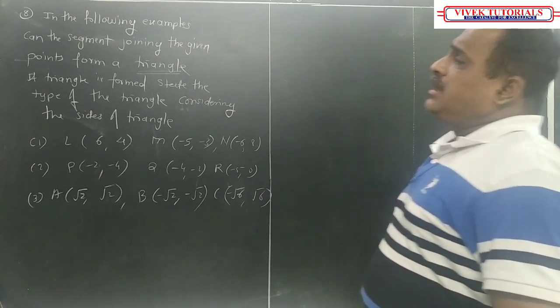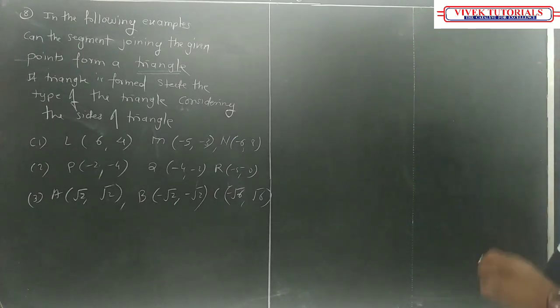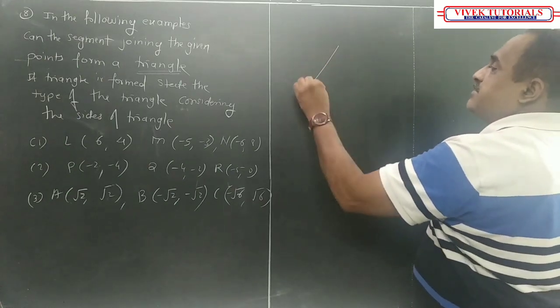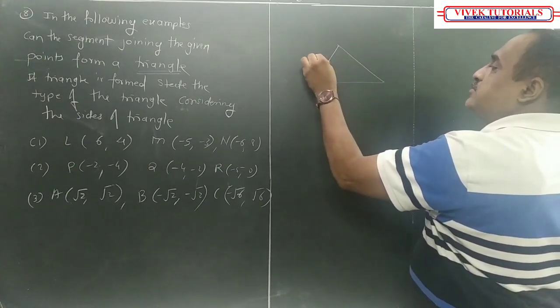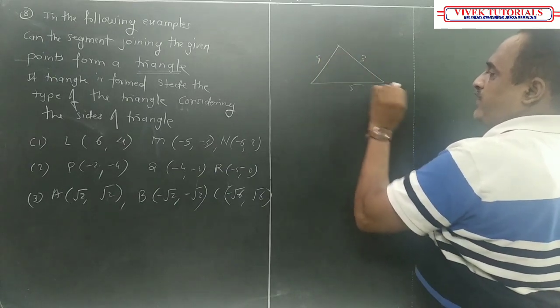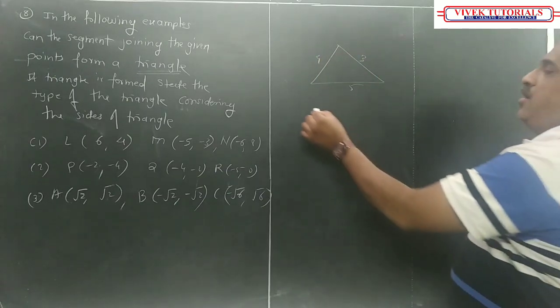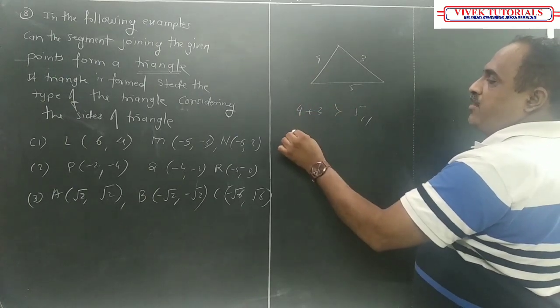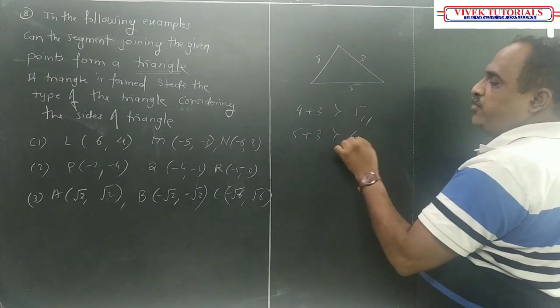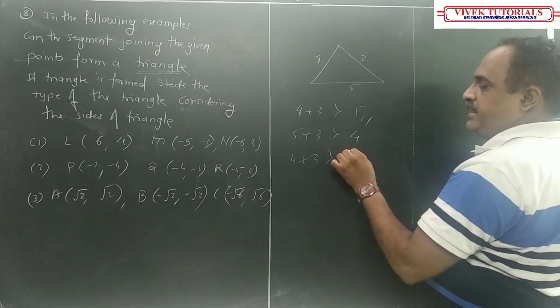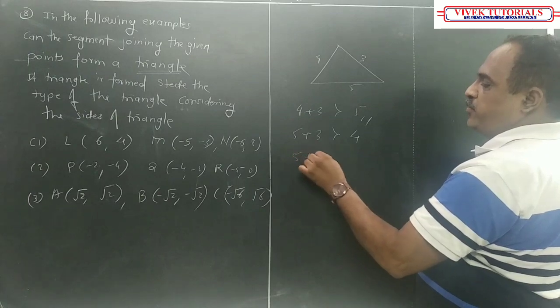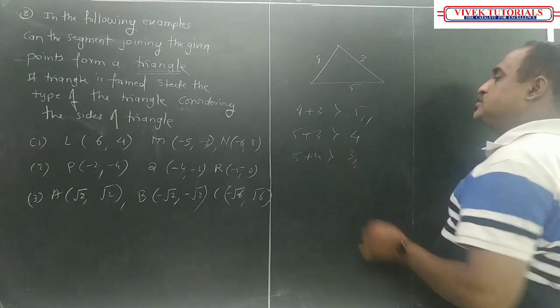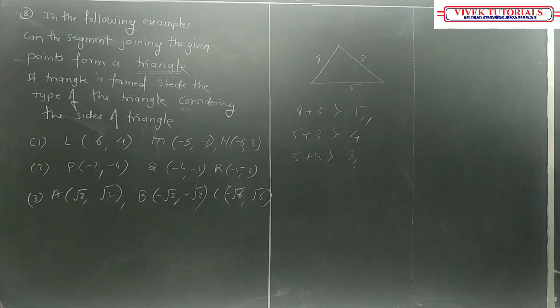So please keep in mind, suppose a triangle is there, we'll consider a right angle triangle. Suppose the sides are 4, 3, and 5. Is it right? 4 plus 3 is always greater than 5. Or 5 plus 3 is always greater than 4. 5 plus 4 is greater than 3. So the sum of the lengths of two sides is always greater than the third side. Then it is possible that these triangles are formed.